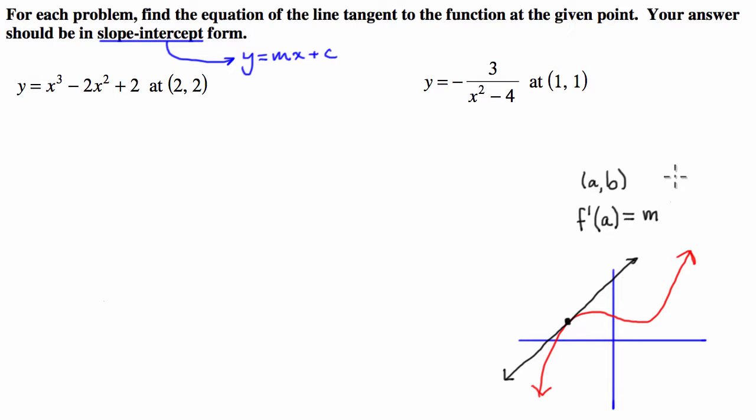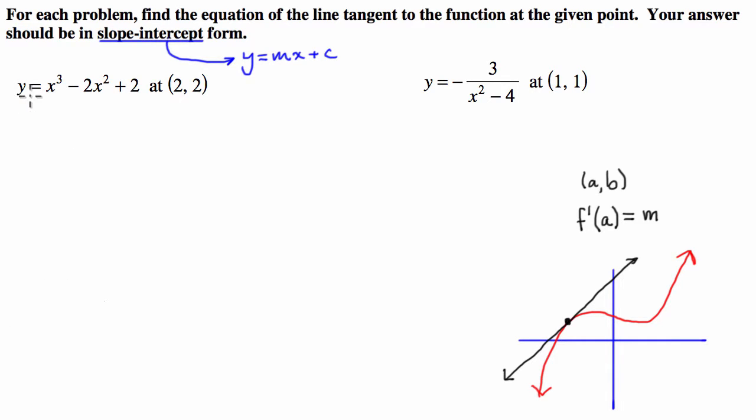If we have our m value, we can put in the point, in this case it's 2, 2, and substitute that into our linear equation. We're going to have 2 equals whatever the gradient becomes times 2 plus c, and we can solve for c. Apart from the actual method used to differentiate, the underlying steps are exactly the same every time. So let's get to it.